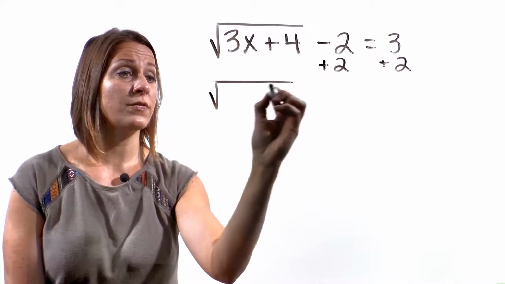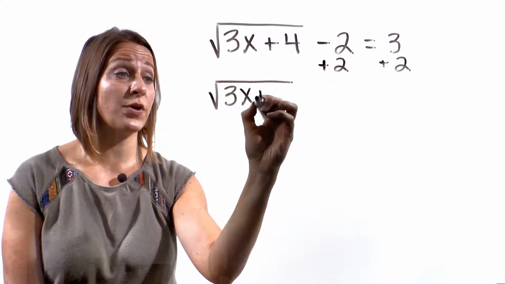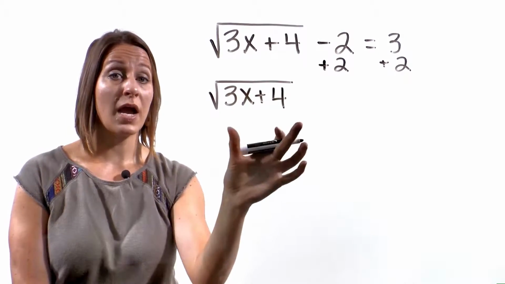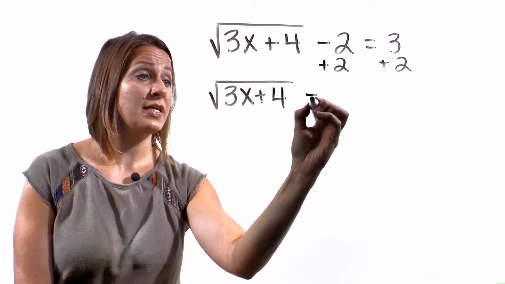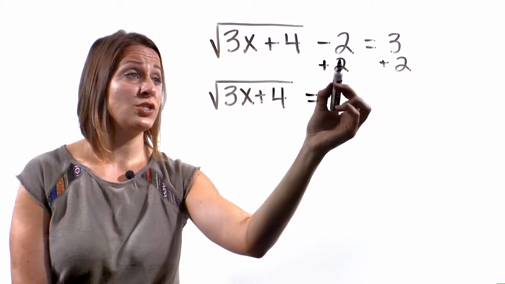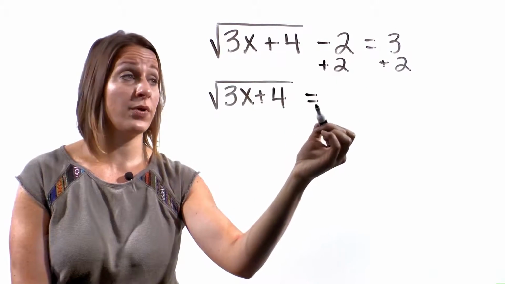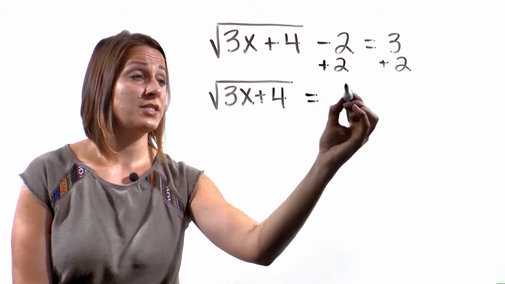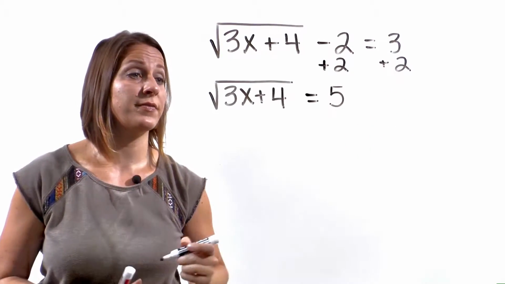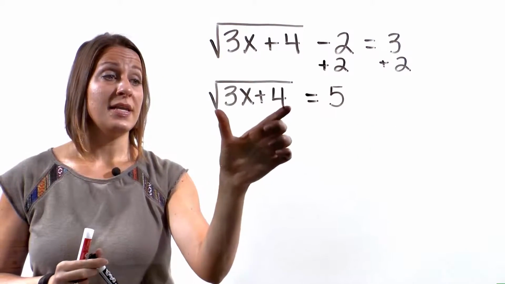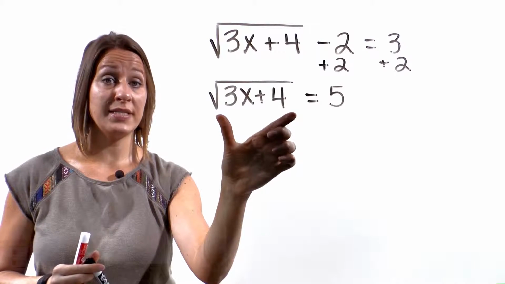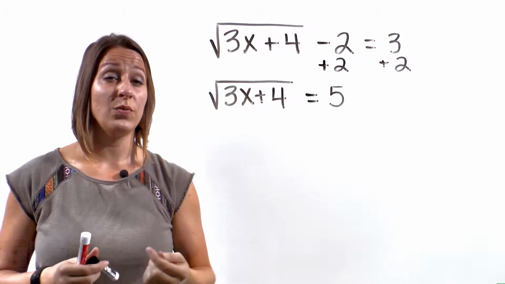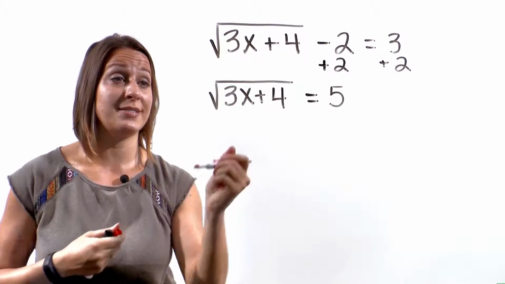That will leave 3x plus 4 isolated, or by itself, equals 3 plus 2, which is 5. Minus 2 plus 2 is 0. Now that we have the square root by itself on one side of the equal sign, we can now square both sides.